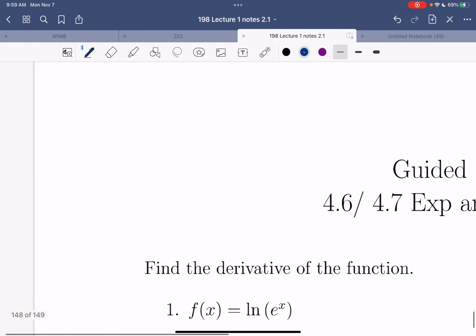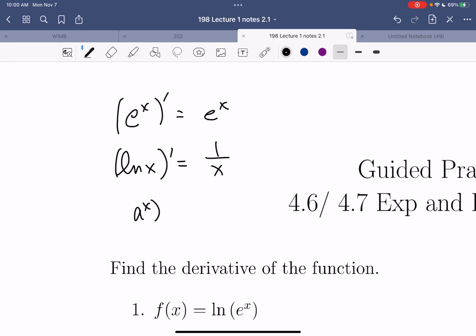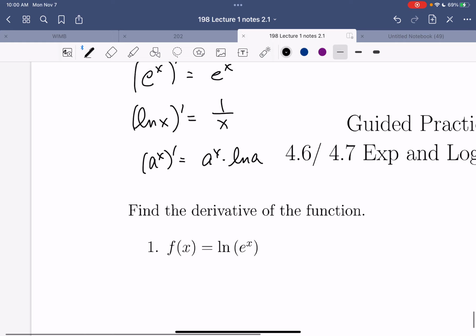Remember that the two things that we know about exponentials and logs is that the derivative of e to the x is e to the x. It's itself. The derivative of ln x is 1 over x. And then if this comes up, we don't use these very often, but if you have a to the x, that's a to the x times the natural log of a. Okay, so let's jump right in.